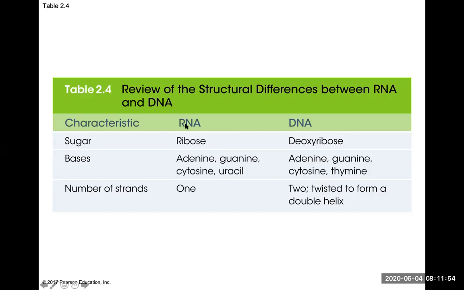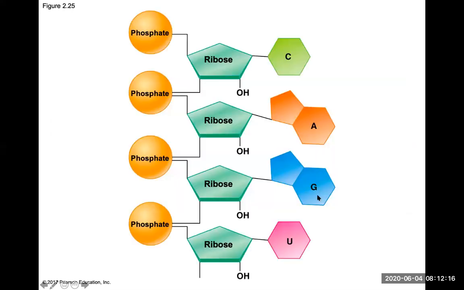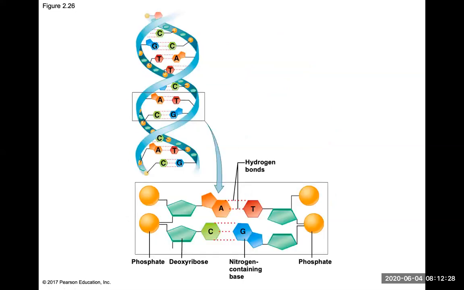Here are the differences between ribonucleic acid and deoxyribonucleic acid. DNA is what carries our genetic material. The sugar is a little different. It's missing 1 oxygen. The bases are a little different, and the number of strands is 1 in RNA and 2 in DNA. So this is a look at a strand and how they're connected to each other, and the different bases: cytosine, adenine, guanine, and uracil. And this is a look at RNA.